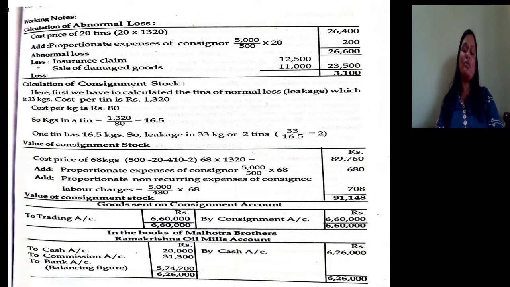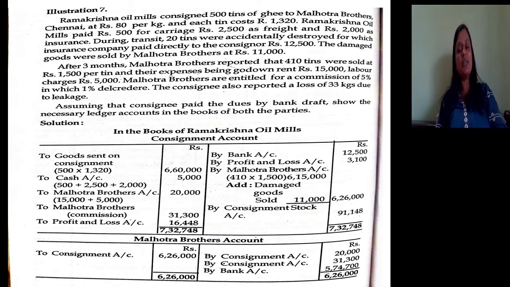Now the closing stock. We sent how many tins? 500 tins. How much were lost? 20 tins were lost, so 480. Again, there is a leakage of 33 kgs. So 1 tin means 16.5 kgs, so 33 kgs means 2 tins. So 500 tins minus 20 tins is equal to 480 tins. 480 tins minus 2 means 478 tins, minus 410.